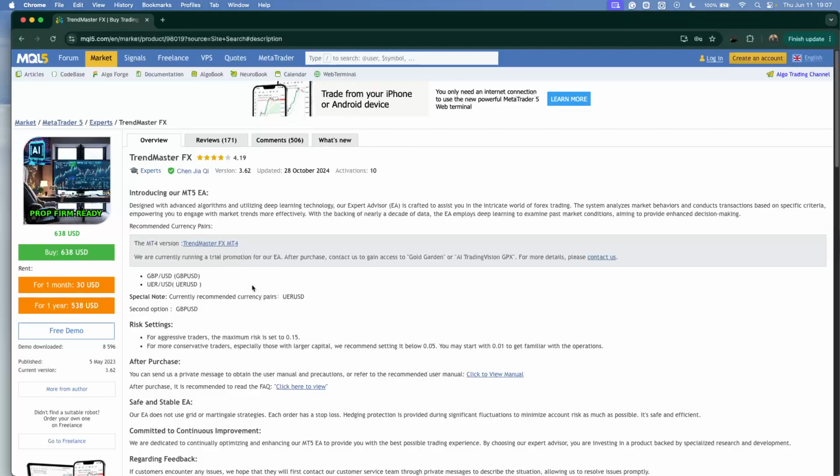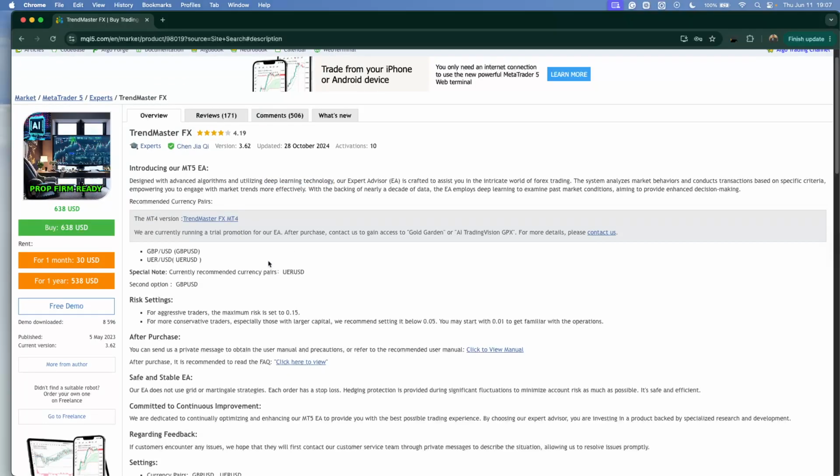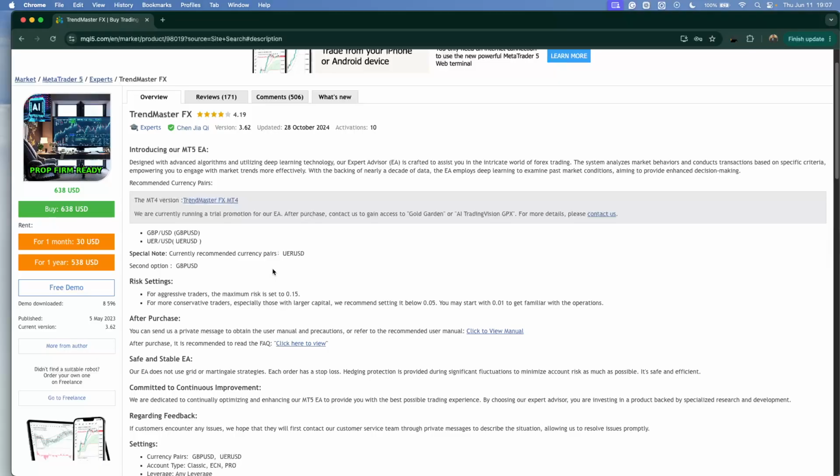Now, talking about the TrendMaster FX EA, according to the developer Mr. Chen, it uses advanced algorithms and deep learning technology to analyze market behaviors based on nearly a decade of data. It identifies trading opportunities on market trends and executes based on specific criteria. The key point is that there is no greed, there's no martingale, and every single order has its own stop loss, plus hedging protection during significant fluctuations to minimize risks. They also recommend it for EURUSD and GBPUSD.